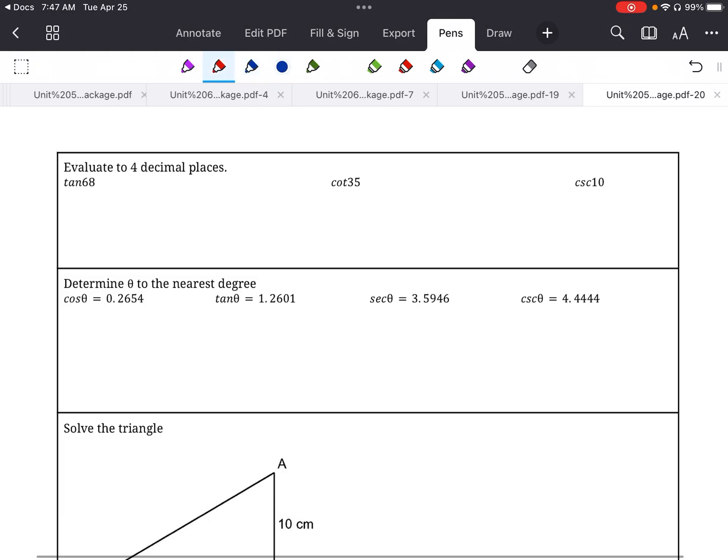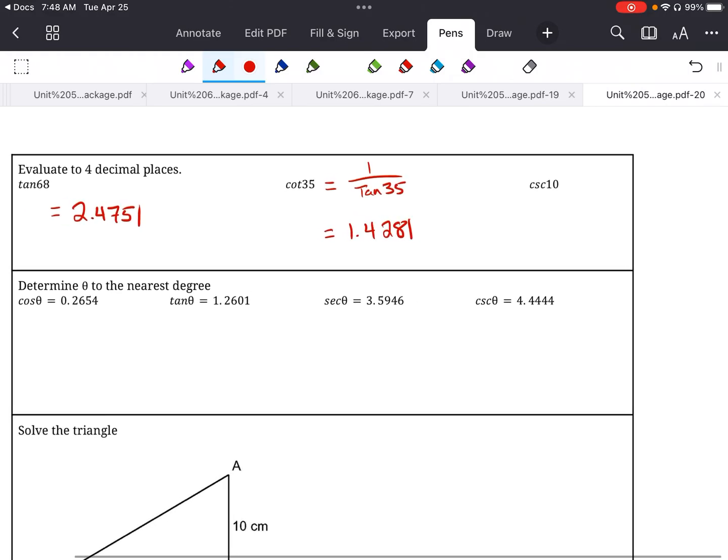Okay, almost done here. Evaluate to 4 decimal places. So tan 68, you're literally just typing in tan 68 here, and you would get 2.4751. Cotangent 35, cotangent is not a button on your calculator, so you need to work with the reciprocal. So this is actually 1 over tan 35. So you do 1 divided by tan 35, you get 1.4281.